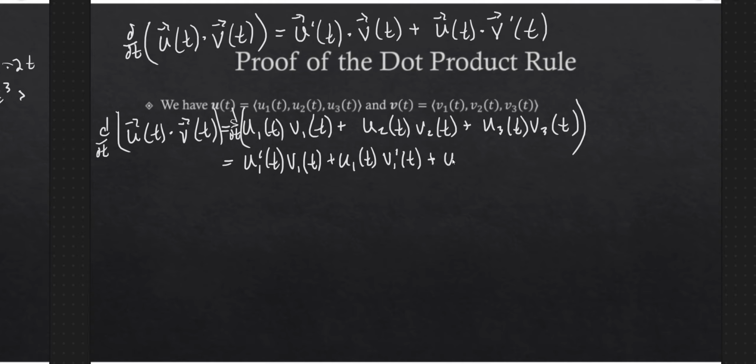And I'll do that for each one. So that's u2 of t, derivative times v2 of t, plus u2 of t times v2 prime of t. And I do want to get everything here, so bear with me. u3 prime of t times v3 plus u3 times v3 prime, right? There's of t's there. I was just running out of room, so I suppressed them.